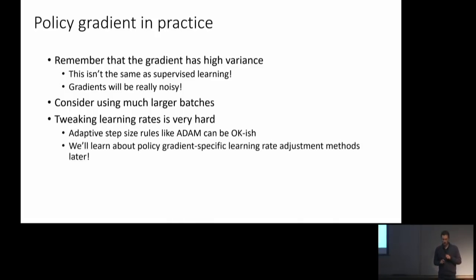But later on, we'll learn about policy gradient specific learning rate adjustment methods. Depending on how much time I have, I might get into some of those actually today. So these are kind of the main things to keep in mind. But don't be surprised if you set up your policy gradient optimization in a way that you're usually used to setting up supervised learning, and it explodes horribly or goes really, really slowly. It really does take a little bit more care.